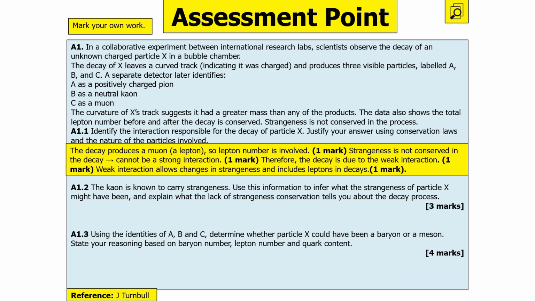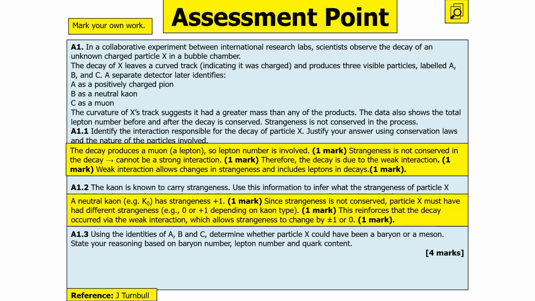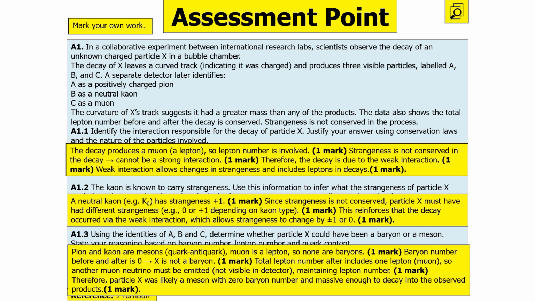Now in this next one, we know a neutral kaon has a strangeness of +1. Now since strangeness is not conserved, particle X must have a different strangeness. So this reinforces the idea that the decay occurred via the weak interaction, which allows the strangeness to change by plus or minus 1. Now in the last part, the pion and the kaon are mesons, the quark-antiquarks.